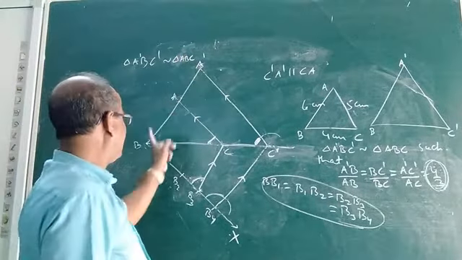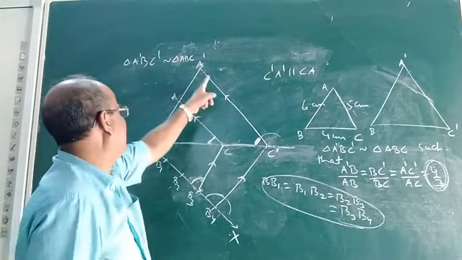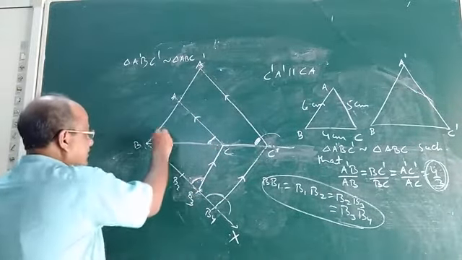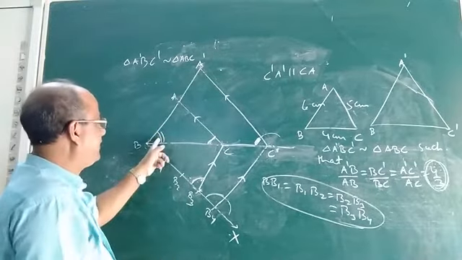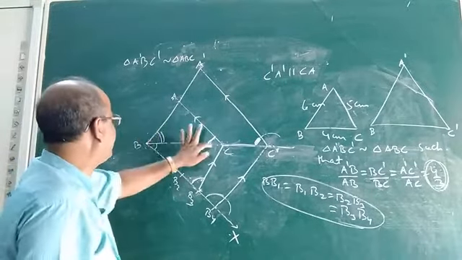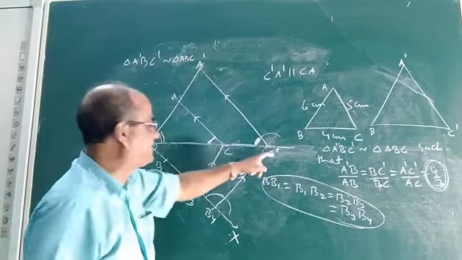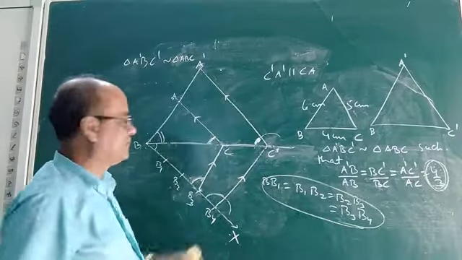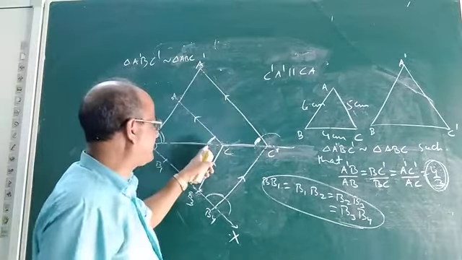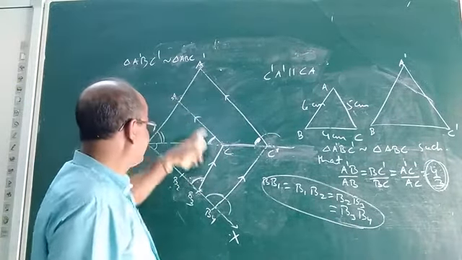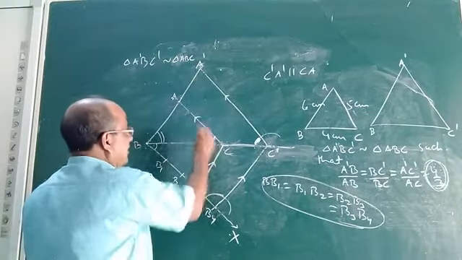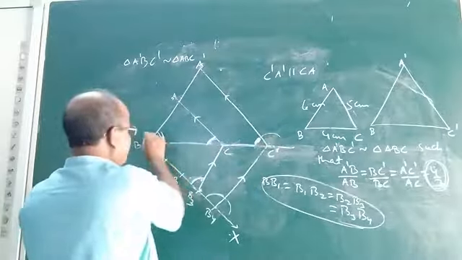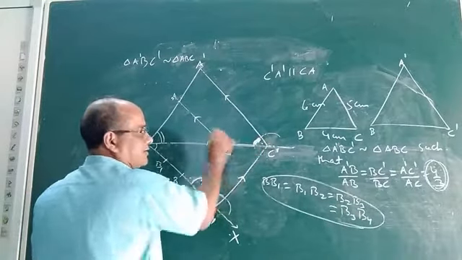Why will triangle A dash B C dash and ABC be similar? Because look, angle B is common. It is present in triangle ABC as well as in triangle A dash B C dash. So it is the common angle, and these two angles are what? Angle ACB, this angle, and angle A dash C dash B, this angle. These two are equal because they are corresponding.